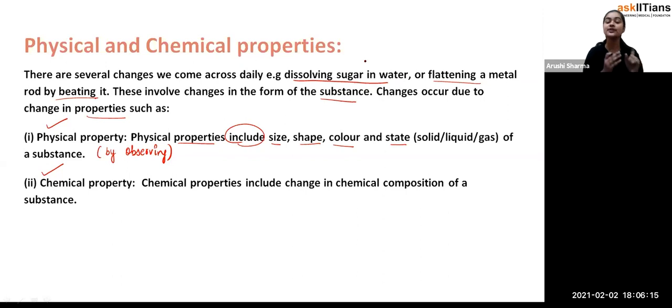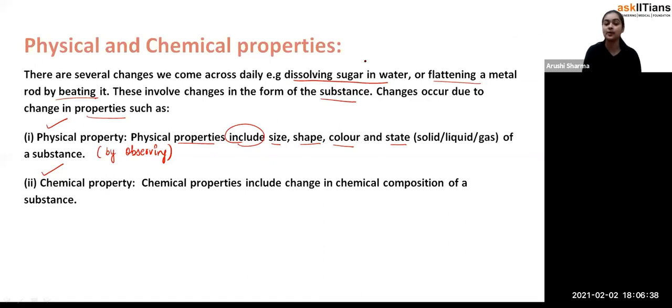So, students, whenever there is a change in the physical properties, we call it a physical change. That is why we have one type of change, the physical change. Whenever the size, or the shape, or the color, or the state, like solid, liquid, gas, of the substance gets changed, we call it a physical change. Fine.